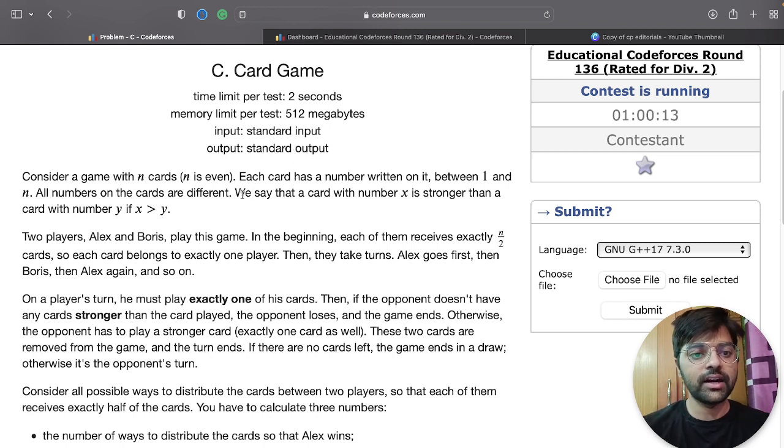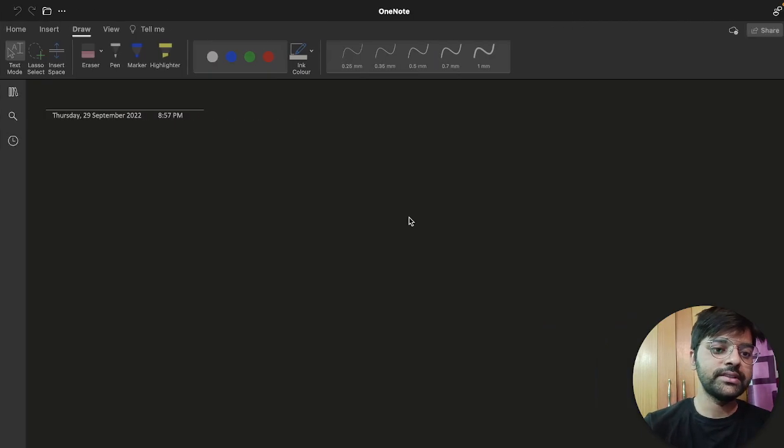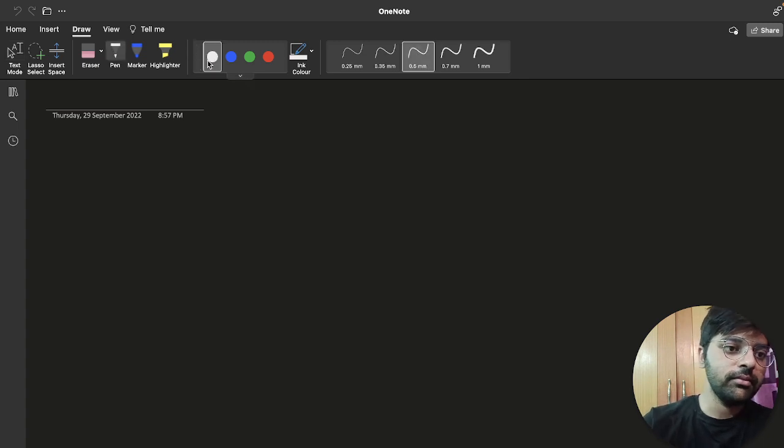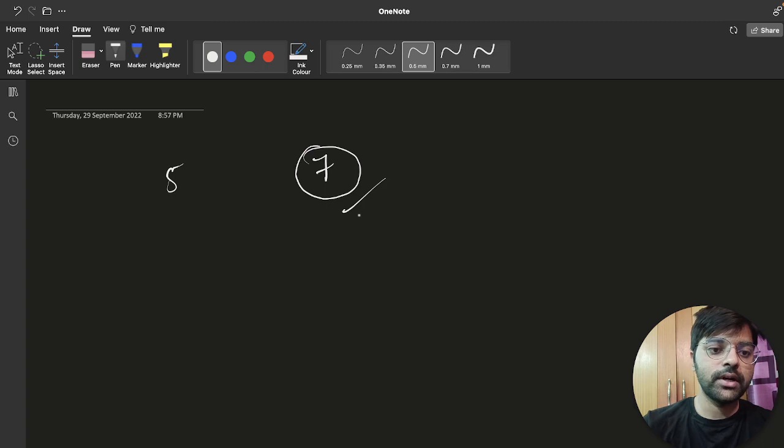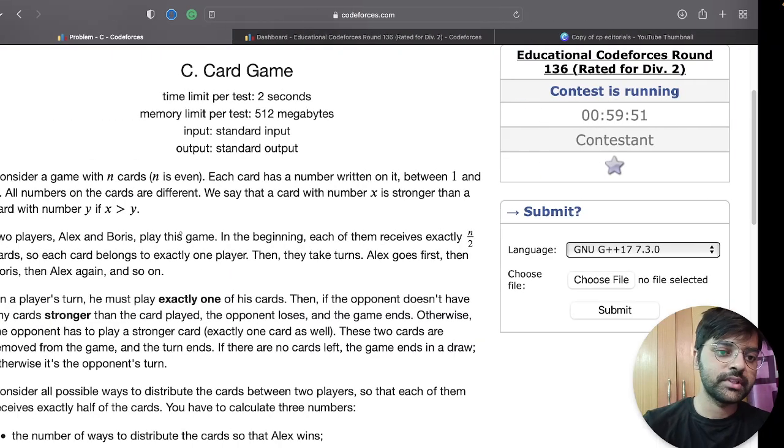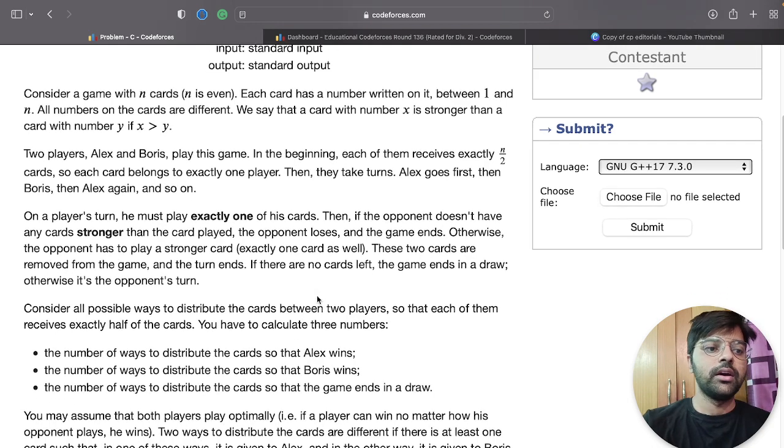We say that a card with number x is stronger than a card with number y if x is greater than y. A card is stronger if its value is greater. Let's say I have 5 and you have 7, then you have a stronger card than me because my card value is less than yours. Now it is given that there are two players, Alex and Boris, who play this game.